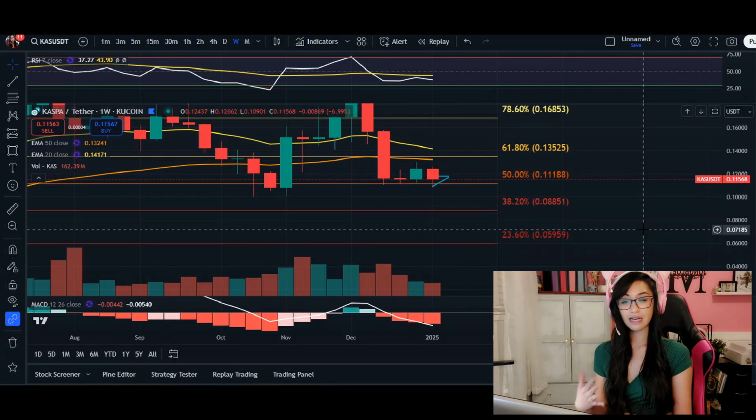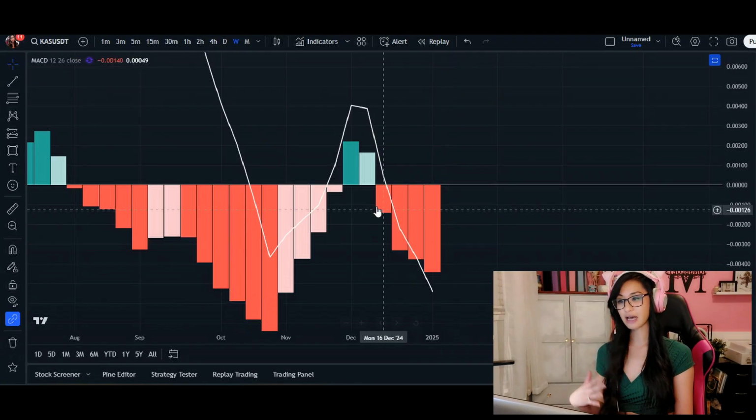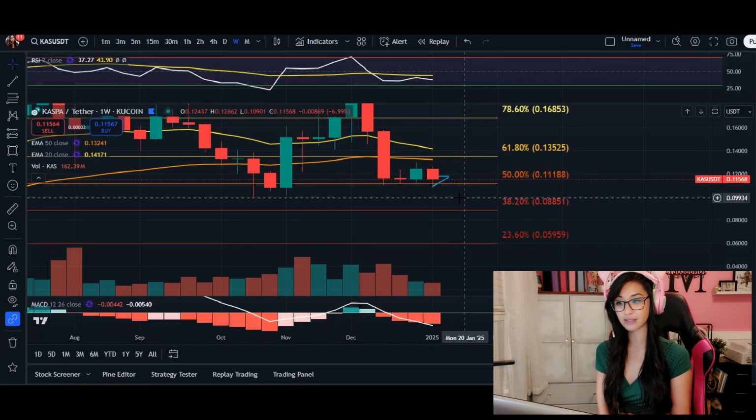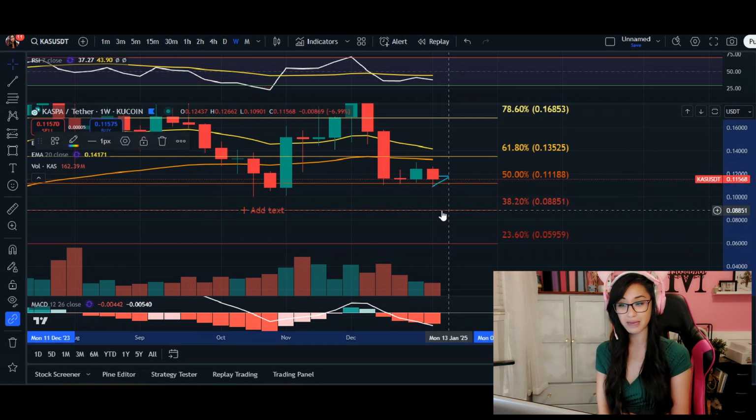In areas of support, when we take a look at the histograms of our MACD indicator, if substantial sellers come in and we do see heavy selling, we may see support break around our 11 cents and possibly go down to 8 cents, depending on how strong that momentum is.